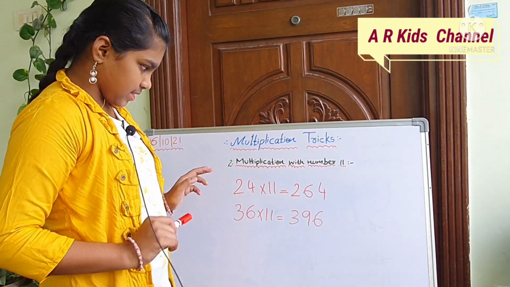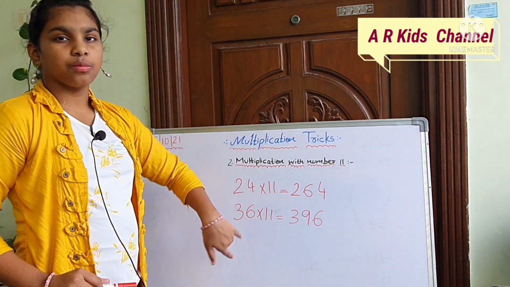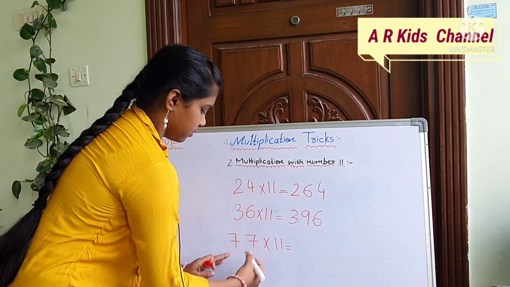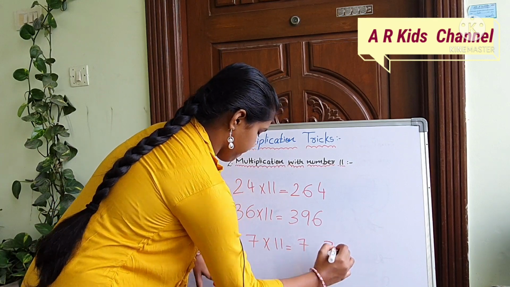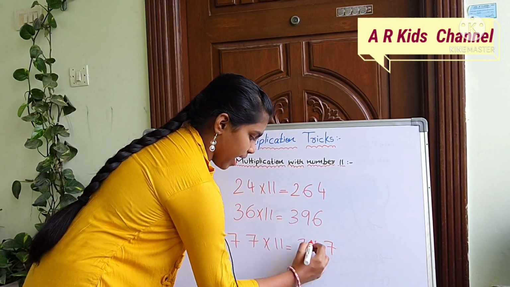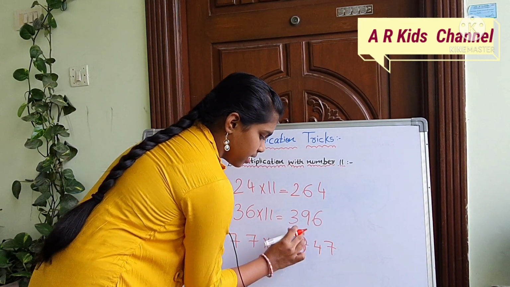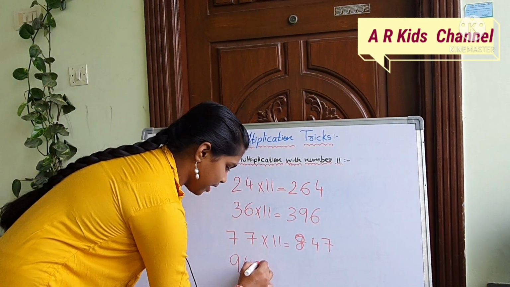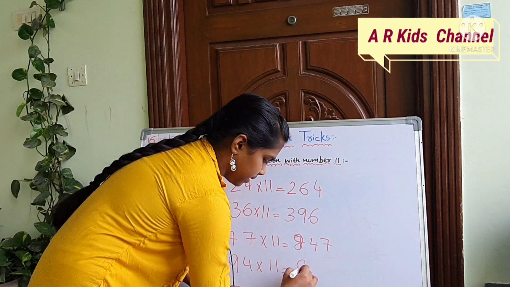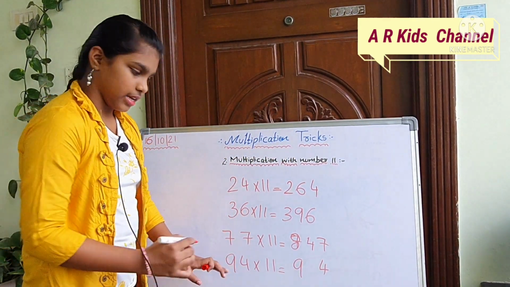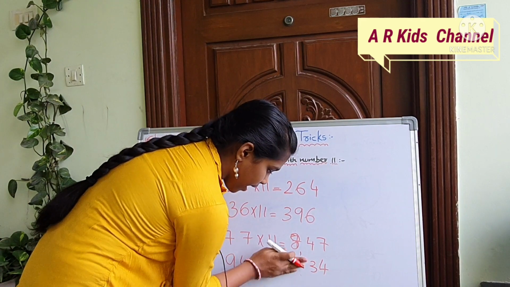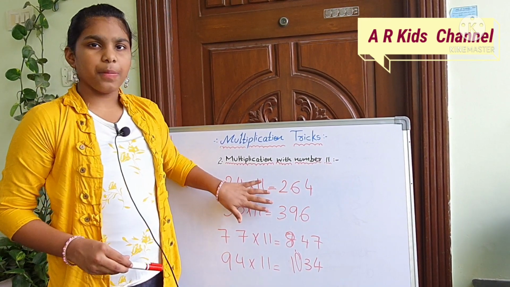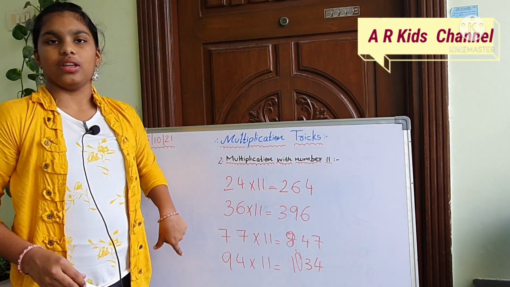Now let us see an example if this sum is more than 9. Like if we get number 77 into 11. Simple, do the same. 7 and 7. 7 plus 7 is 14. So we'll write 4 here and carry over here. And our answer will become 847. Let's see another example. 94 into 11. 9 and 4 will be here only. 9 plus 4 is 13. So we'll add here 1, 3 and the answer is 1034. This trick will only be applicable for 2-digit numbers only.